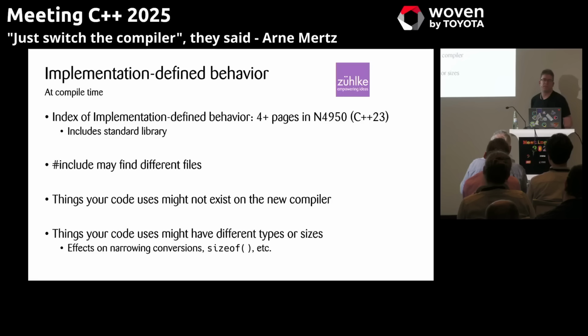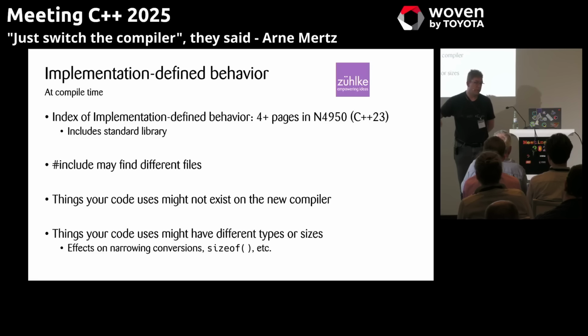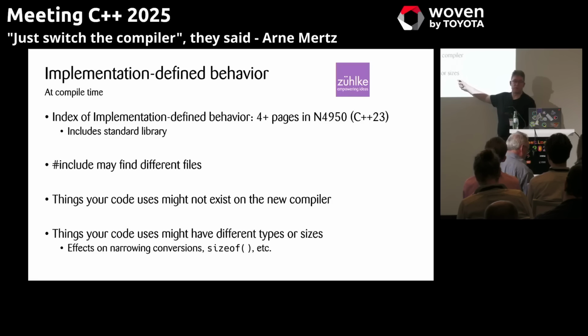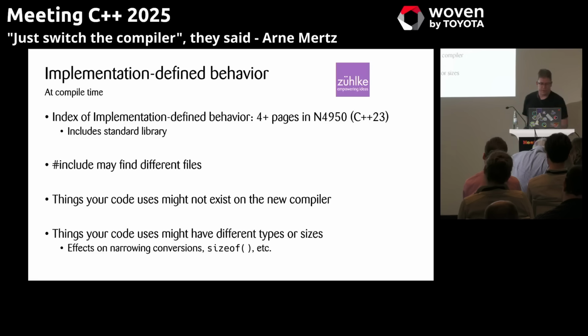Different sizes can be pointer sizes. You have systems where pointers are 32 bits, systems where pointers are 64 bits. So if your code depends on how large these things are, you may get into compile errors. Narrowing conversions, and all this kind of stuff.